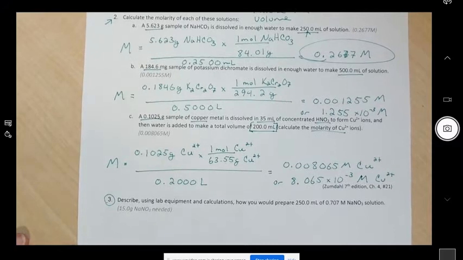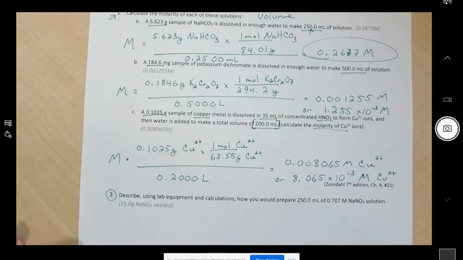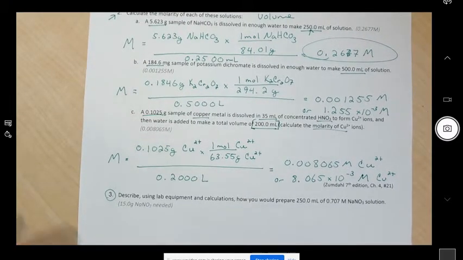All right, let's take a look at question 3. Oh, I left that all off screen. All right, take a minute and write that down. I didn't realize I was solving that off the screen.